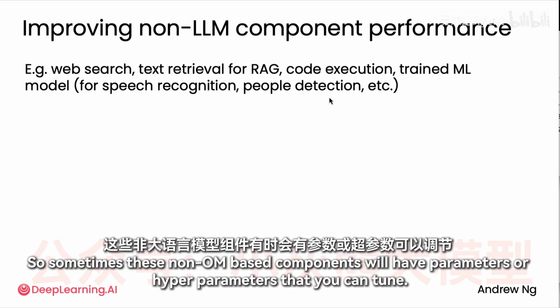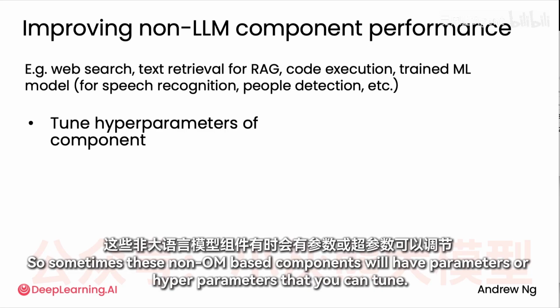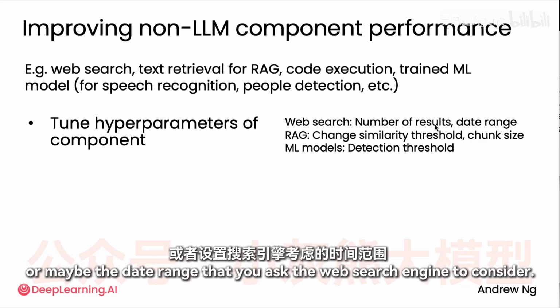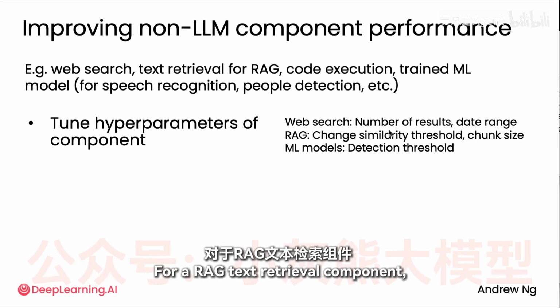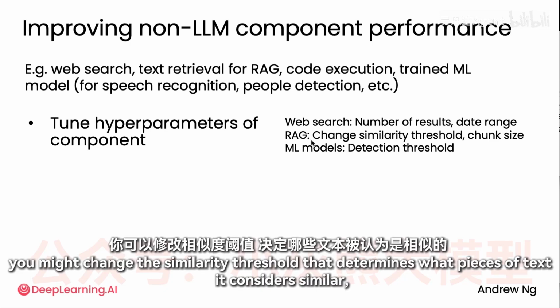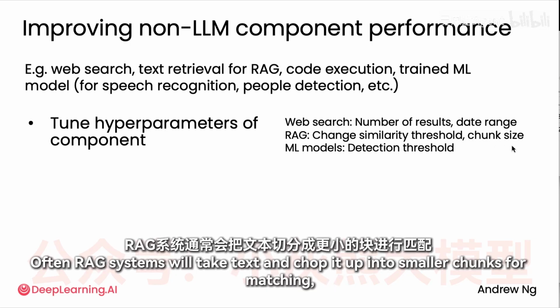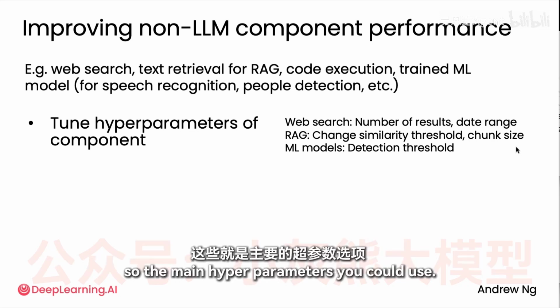So sometimes these non-LLM based components will have parameters or hyperparameters that you can tune. So for web search, you can tune things like the number of results or maybe the date range that you ask the web search engine to consider. For a RAG text retrieval component, you might change the similarity threshold that determines what pieces of text it considers similar, or the chunk size. Often RAG systems will take text and chop it up into smaller chunks for matching. So there are many hyperparameters you could use.